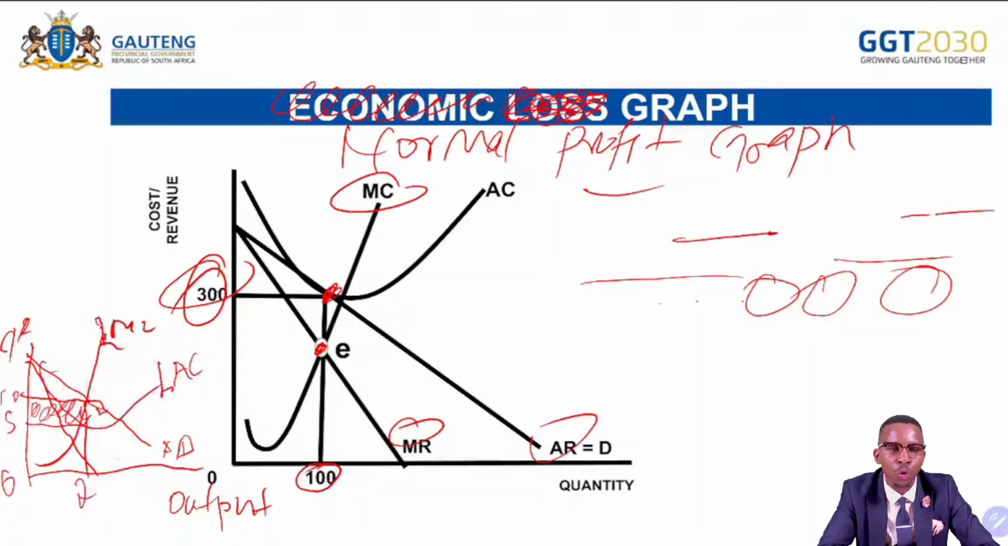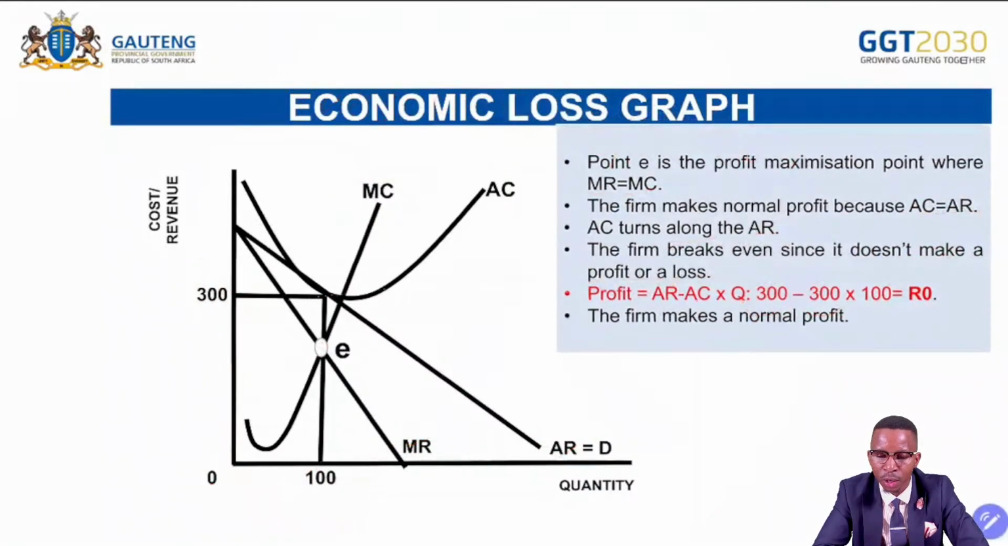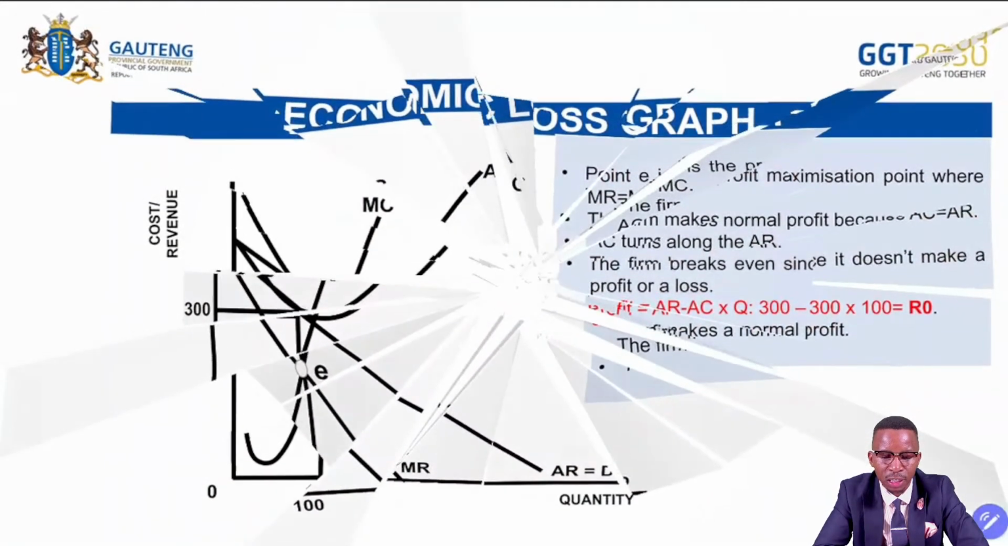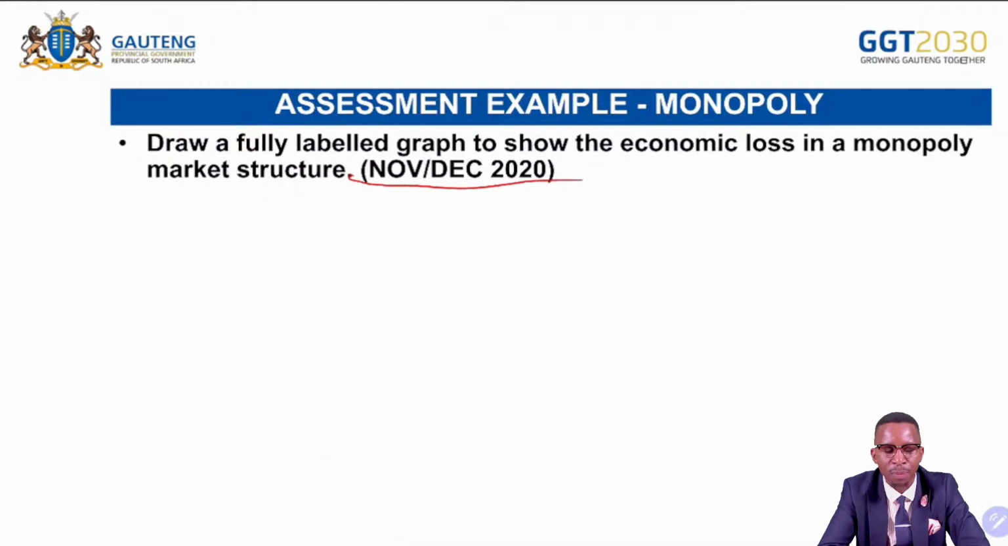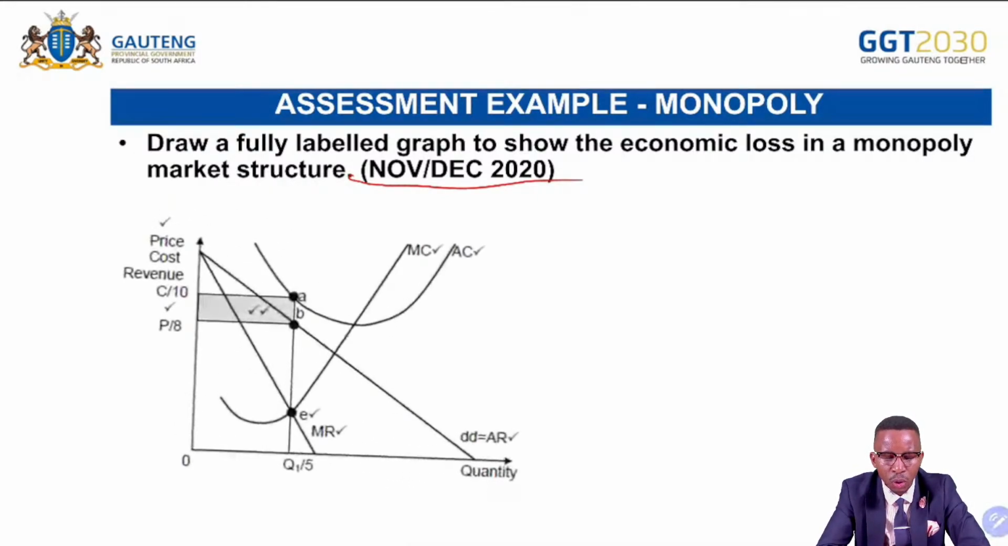It is very important for you to know that if they say explain the long run using the graph, you draw economic profit, but on your MC you say LMC, long run marginal cost. On your AC you say LAC, long run average cost. That is very important. So we can move on now to the next slide, which is the assessment. Draw a fully labeled graph to show economic loss in the monopoly market structure. This was cited from the November-December 2020 National Examination for Economics. So here is the graph being drawn here.